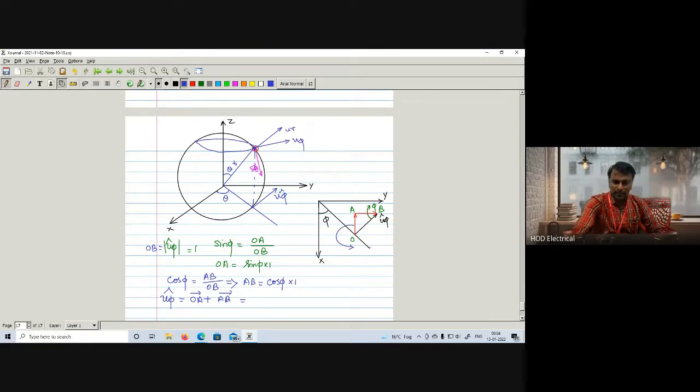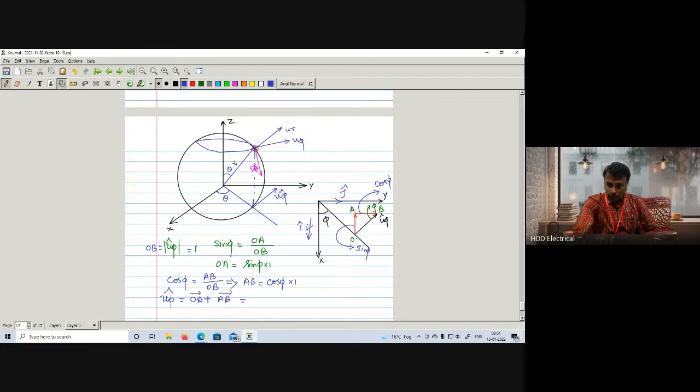The magnitude of the OA vector you can take as sin phi, then the AB vector magnitude you can take as cos phi. But the direction of this OA is opposite to the x-axis. The x-axis is towards this direction, so the unit vector along this direction will be i-hat, and the unit vector along the other direction will be j-hat.